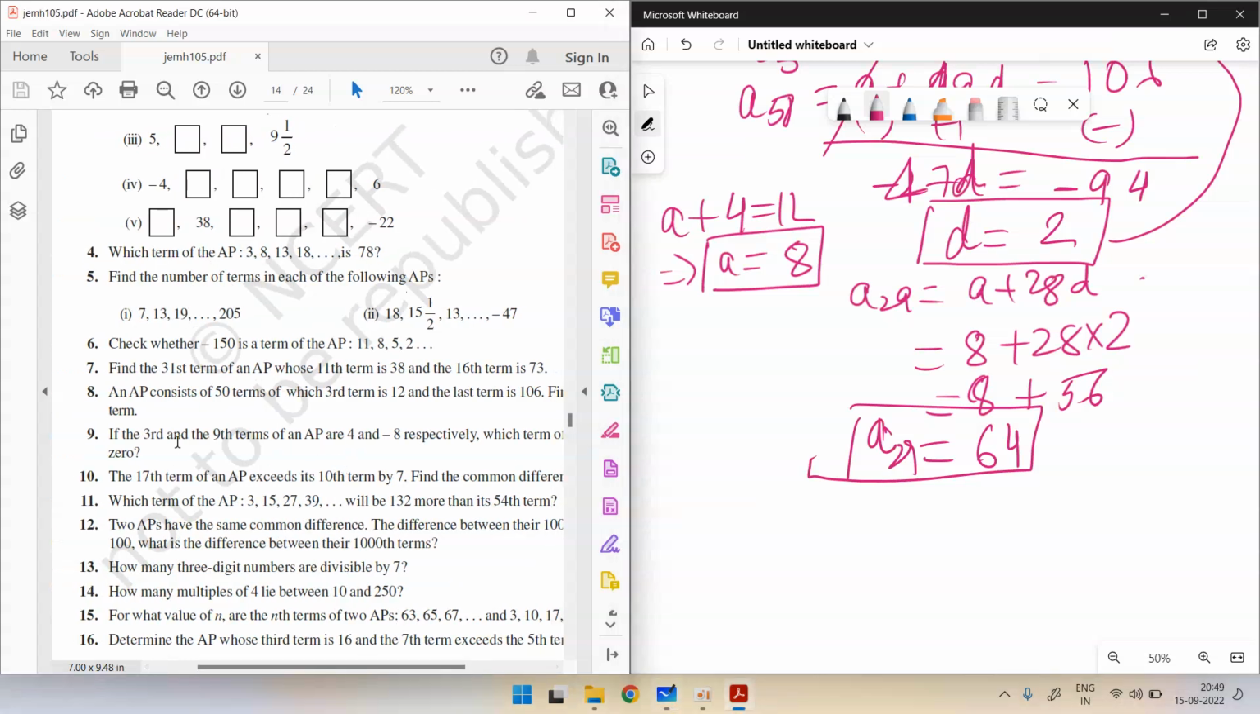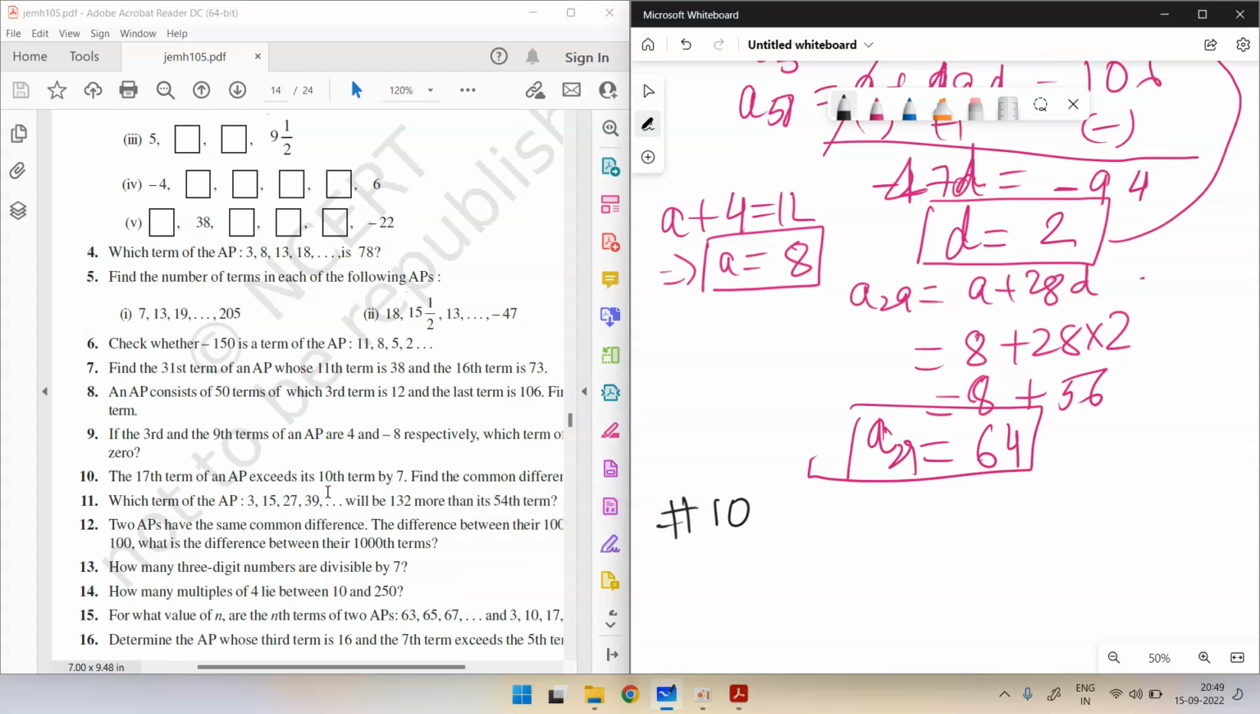Now this is over. Now the 9th question is similar, they are all doing the same thing. The ninth is similar to the eighth, so I will do the 10th question.